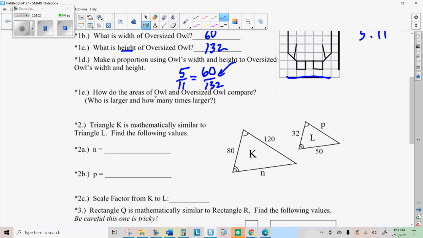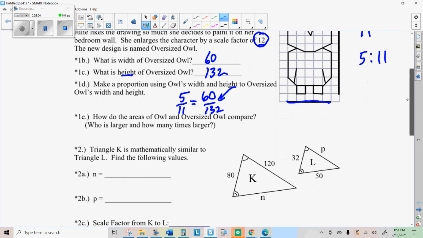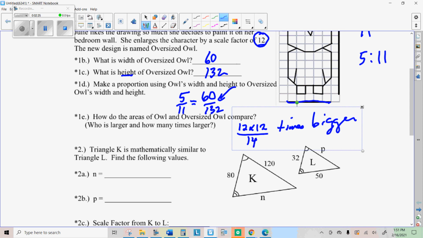Now, how will the areas compare? Remember that the area of the oversized owl will be whatever the scale factor is times itself, so 12 times 12 times bigger, which is 144 times bigger.